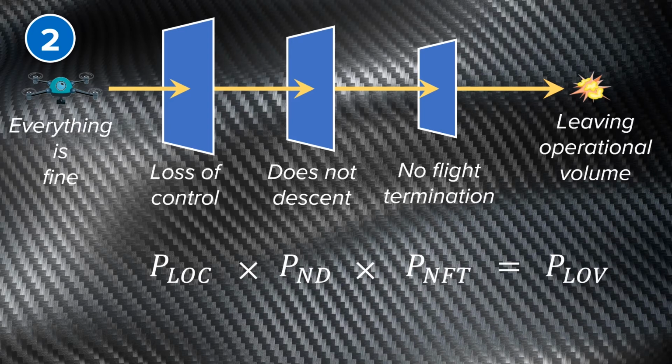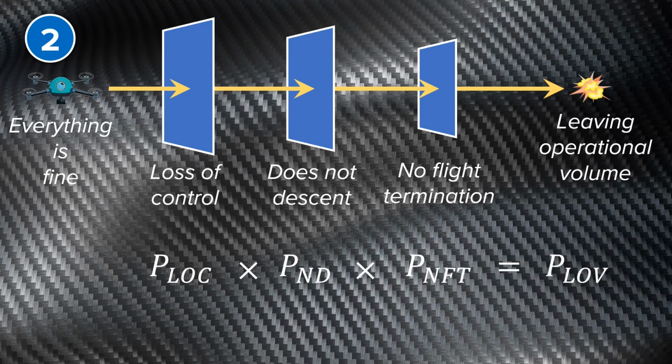This multiplication does require that these three probabilities are independent. For example, the use of a flight termination system must not depend in any way on whether we have control of the aircraft. So for instance, if the flight termination system is commanded via the autopilot, this formula cannot be used because a loss of control due to autopilot failure will then affect the ability to do the flight termination, which again means that PNFT and PLOC are not independent. So do make sure that these three events are truly independent on your platform.